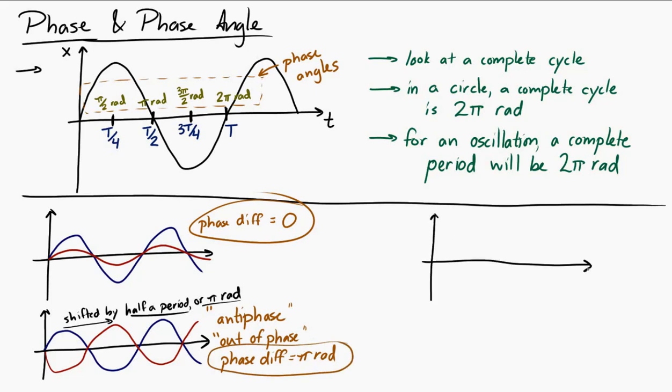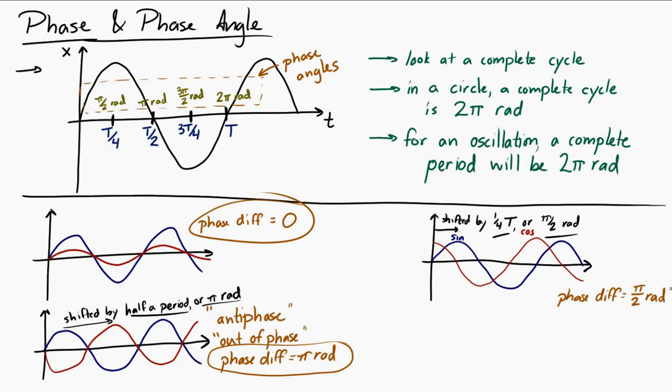And then let's say we had oscillations that looked like this. One looks like a sine and one looks like a cosine. Well, one would have to shift 1/4 of a period for them to match. So then the phase difference would be pi over 2 radians.